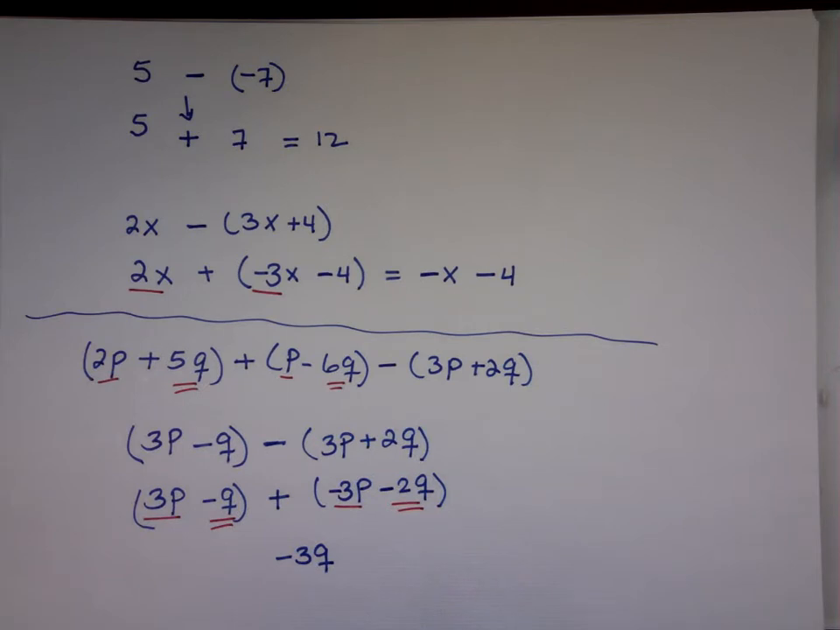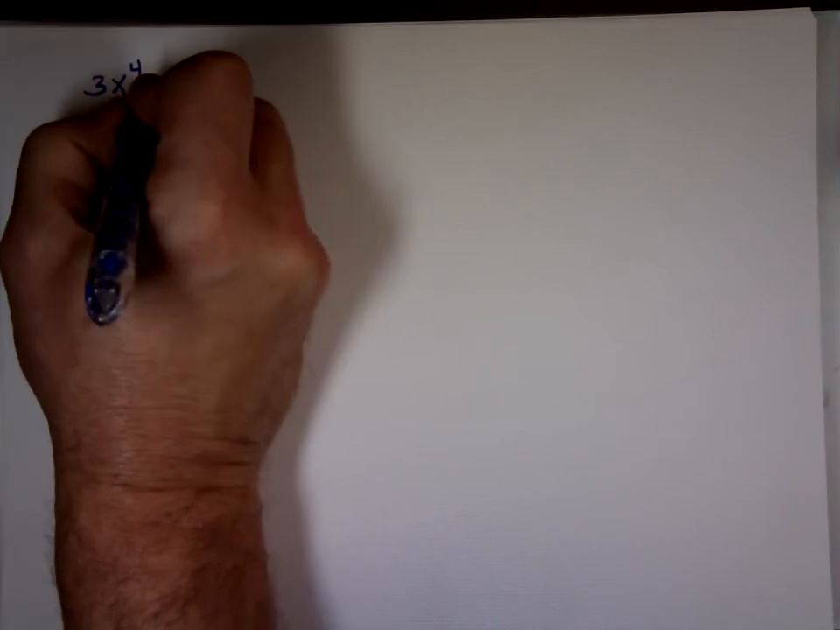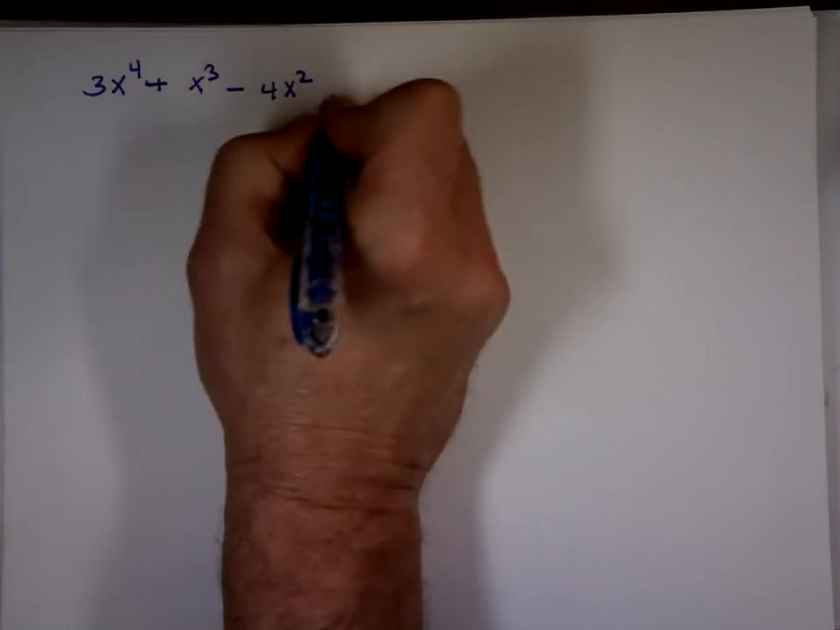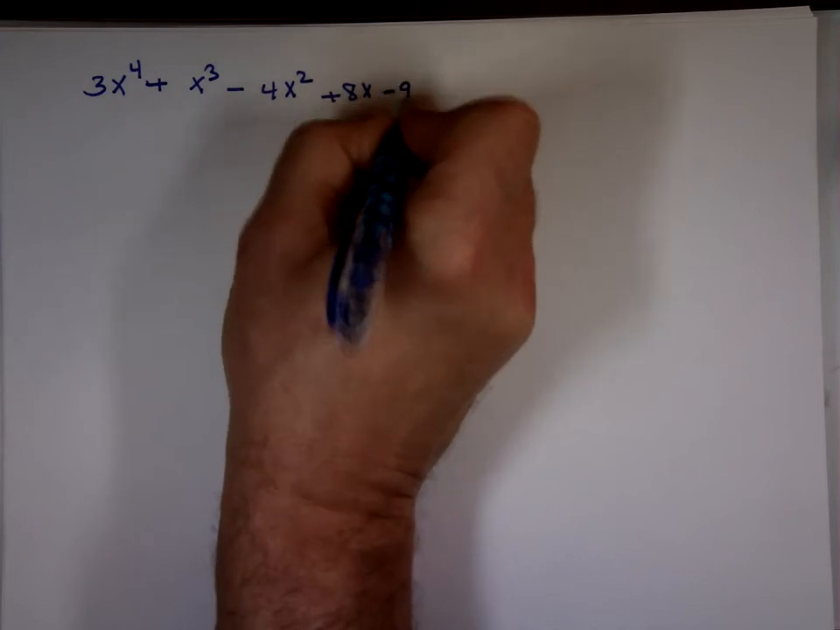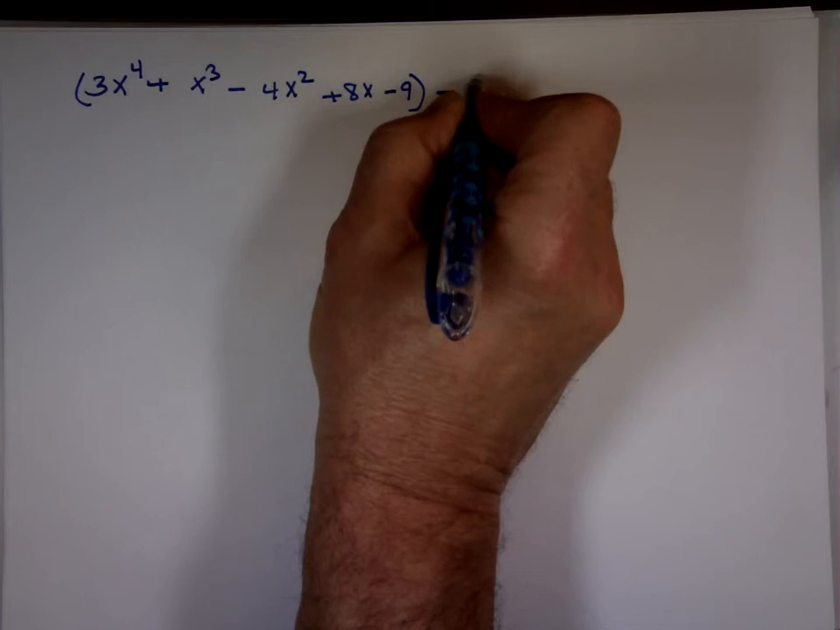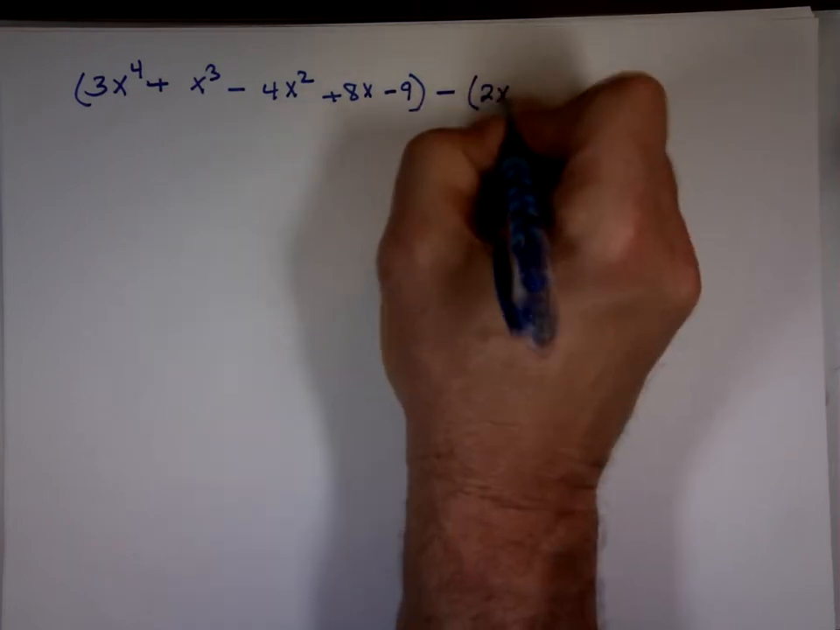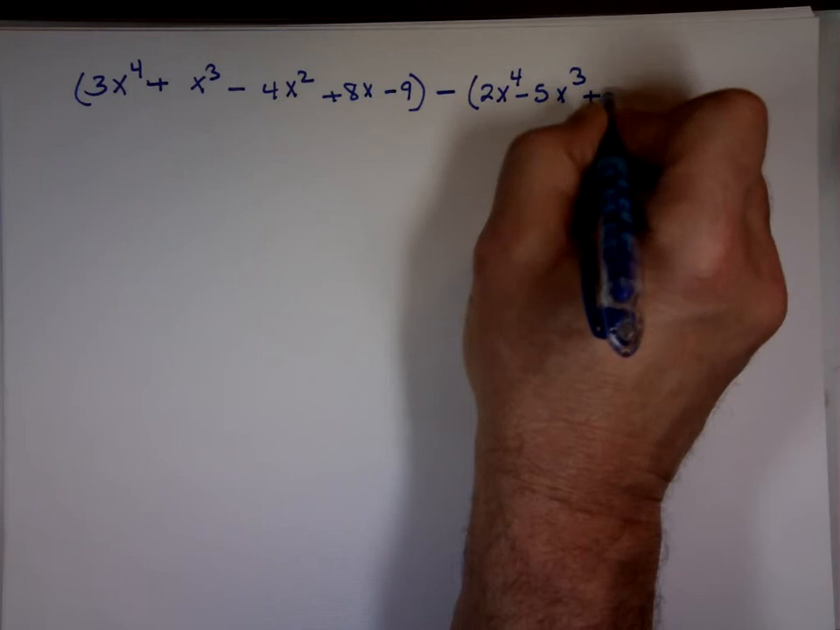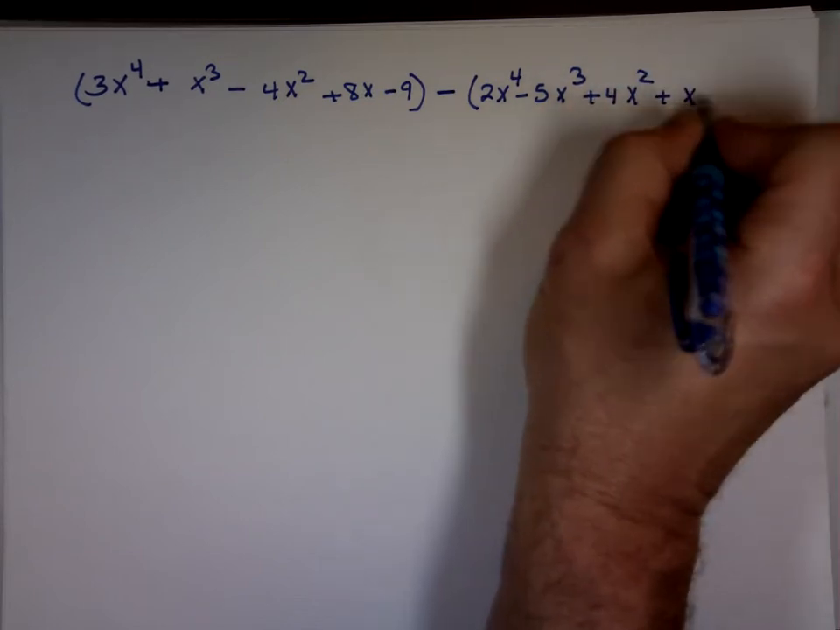Let's try a bigger one. Three x to the fourth plus x to the third minus 4x squared plus 8x minus 9, and I want to subtract from it 2x to the fourth minus 5x to the third plus 4x squared plus x plus 1.